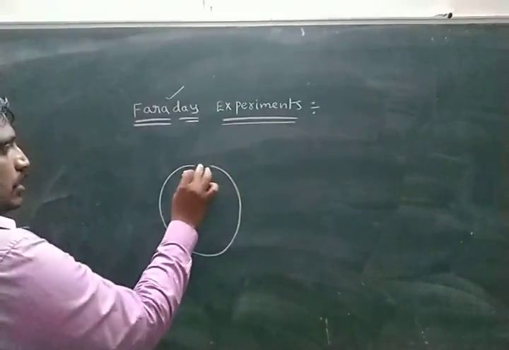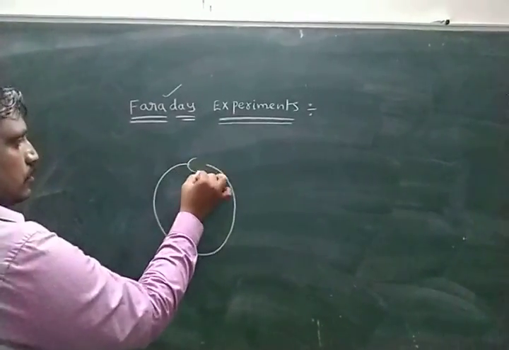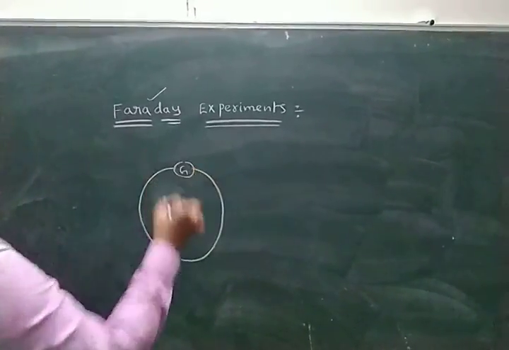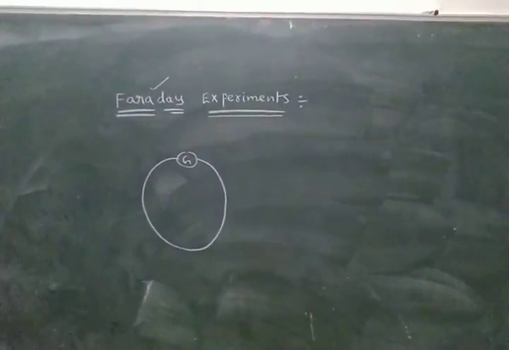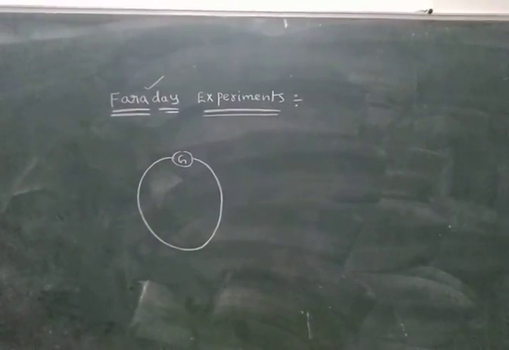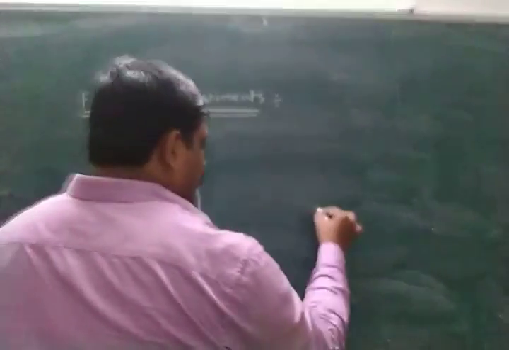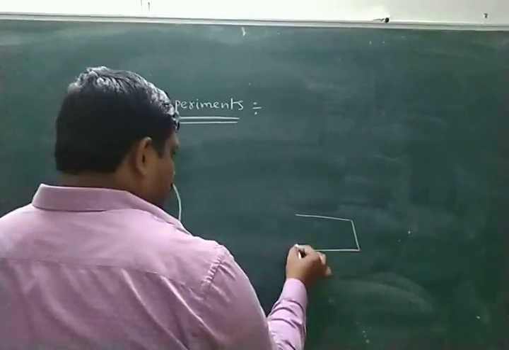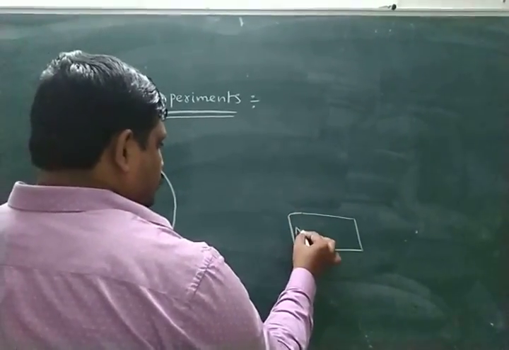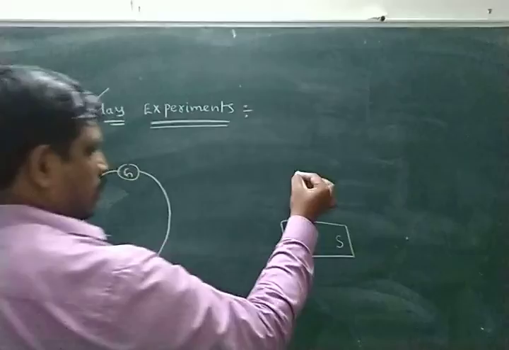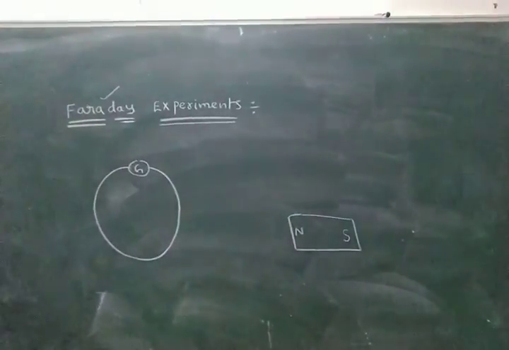This is the circular coil. This is connected to a galvanometer. Here a magnet is placed. Every magnet has two poles. One is north, the other one is south.